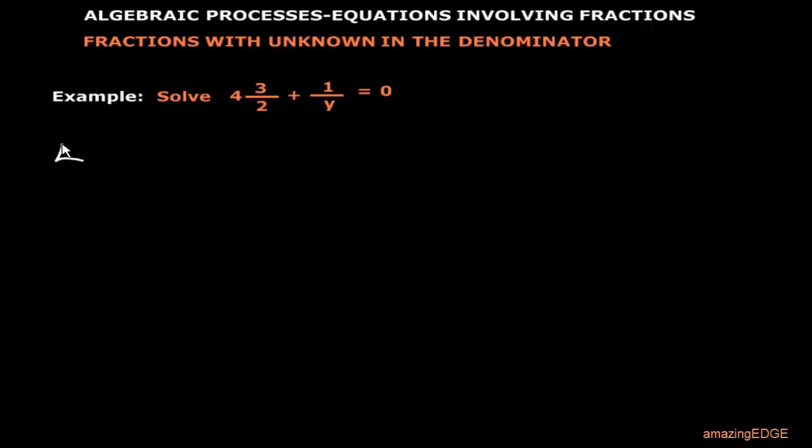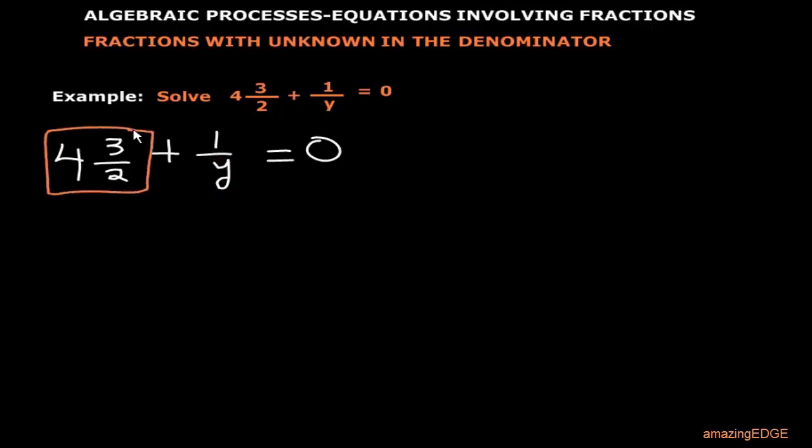We are looking at 4 whole number 3 over 2 plus 1 over y equals 0. We have to solve this equation. What does it mean to solve this equation? It simply means to find the value of y.